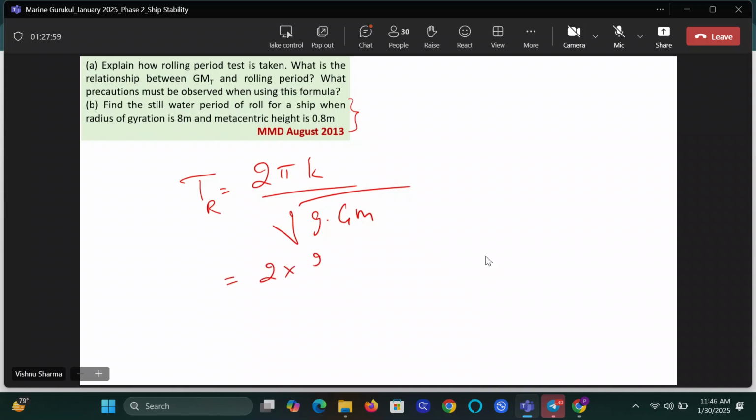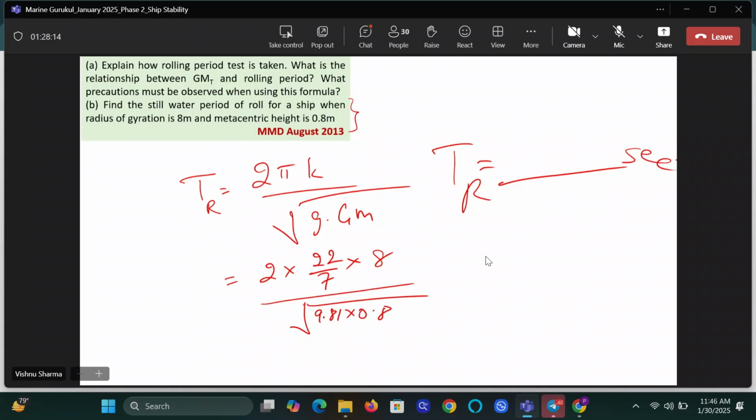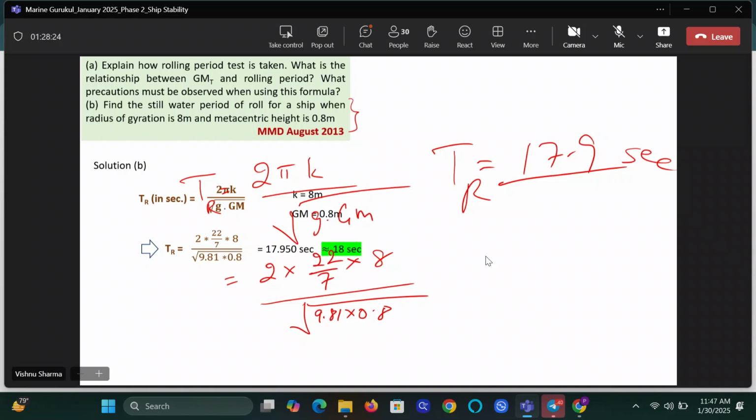So 2 into 22 by 7, radius of gyration is 8 meters, divided by the square root of 9.81 into 0.8. And you can find out how much TR is coming in seconds, guys. 17.9. 17.9 seconds is the TR. That was this question. About 18 seconds. It is August 2013.